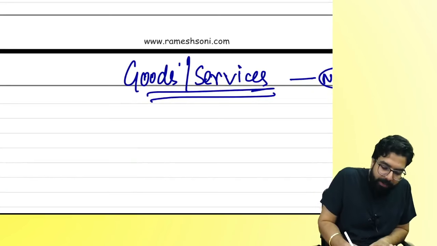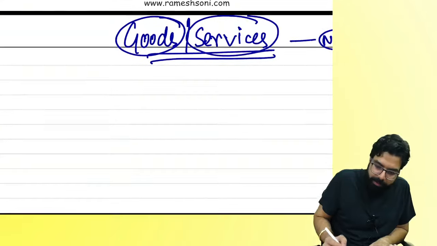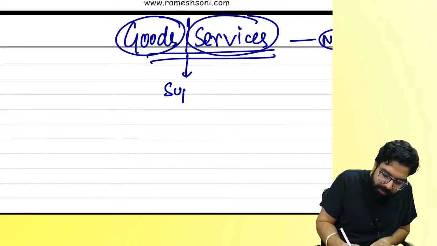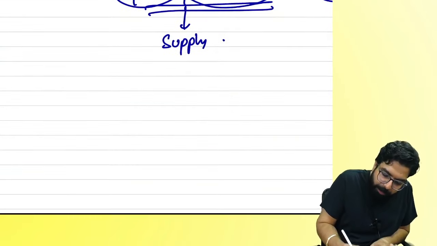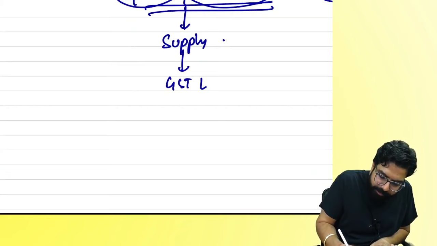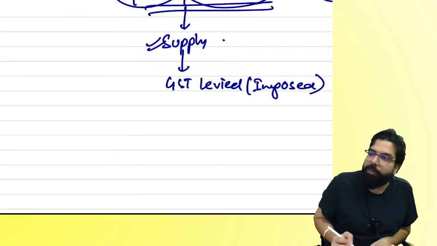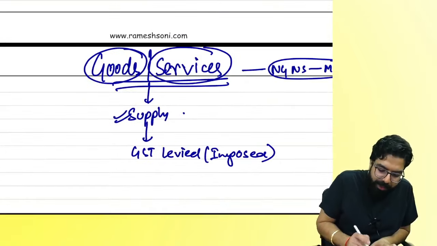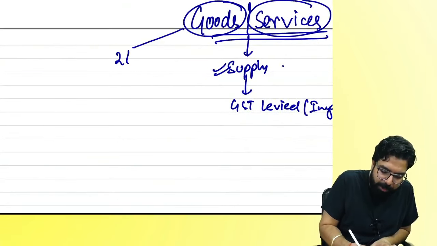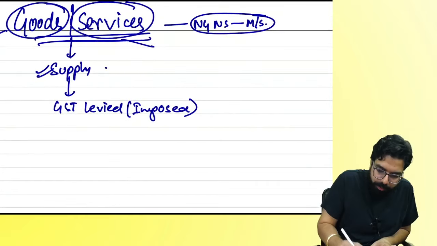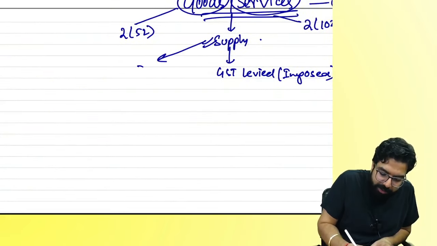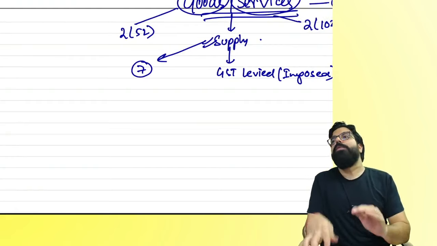Yes. Now whenever it is goods or it is service, you will have to go ahead and see whether it is supplied, because only if it is supplied, GST will get levied, basically imposed. For GST to be imposed, it has to fall in the definition of supply. Now, the definition of goods we have already learned. It is told in section number 2(52) and 2(102). But the definition of supply is told in section number 7 of the CGST Act.